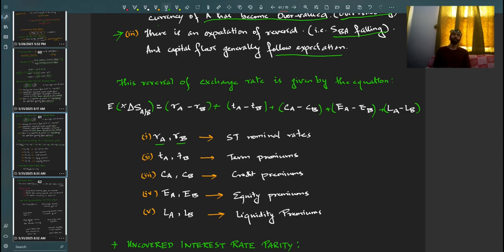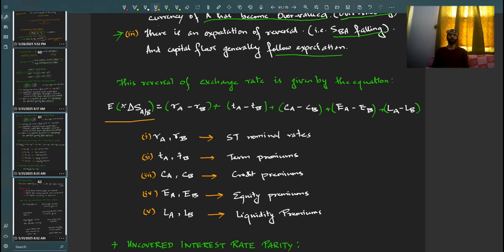Now what happened because of high rates is capital inflows happened, then opportunities saturated, and as a result, in the end, capital outflows happened. And this is represented by this entire equation. Now let me go one by one. This equation has 5 parts. On the left hand side, you have the expected change in the exchange rate of A with respect to B. And on the right hand side, you have 5 portions.